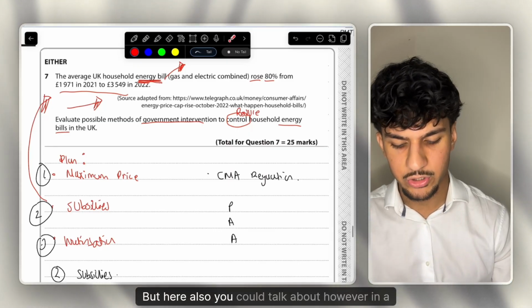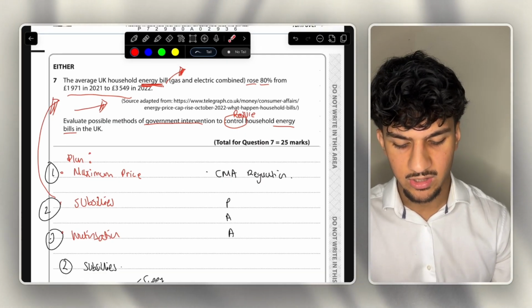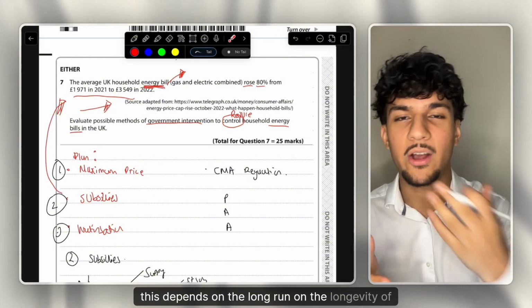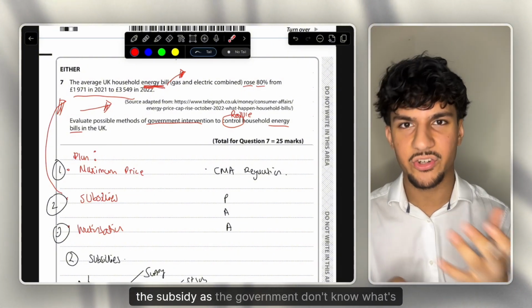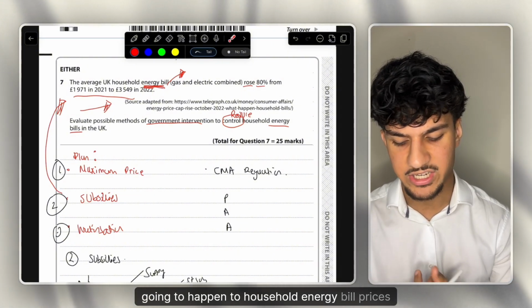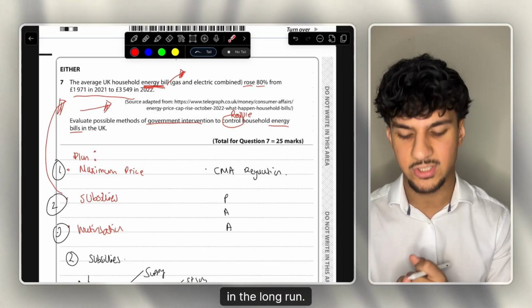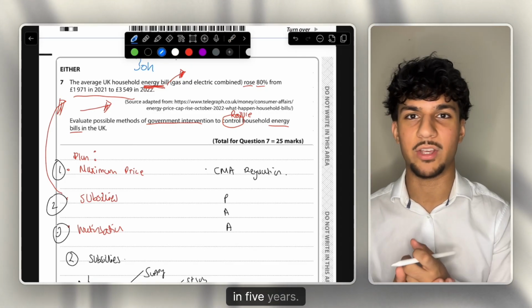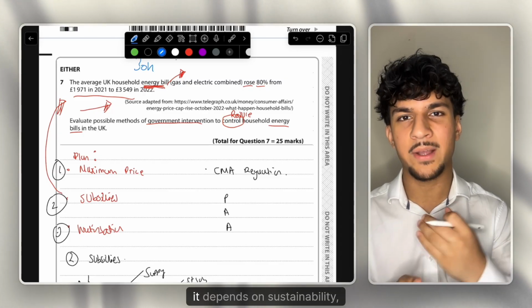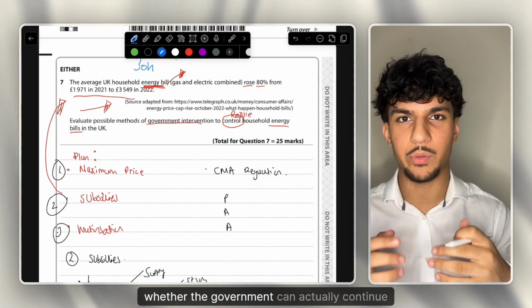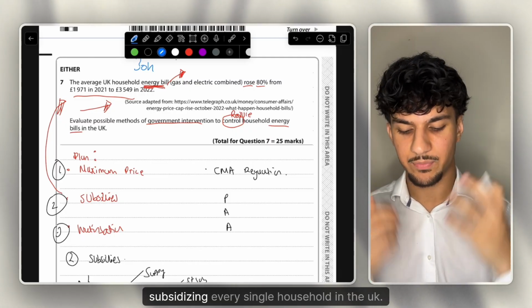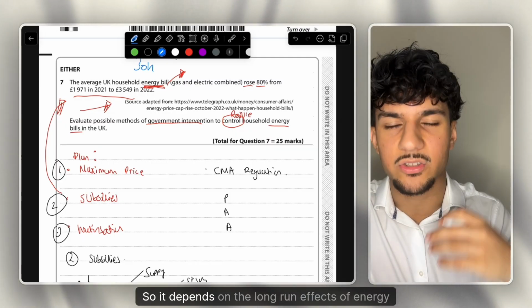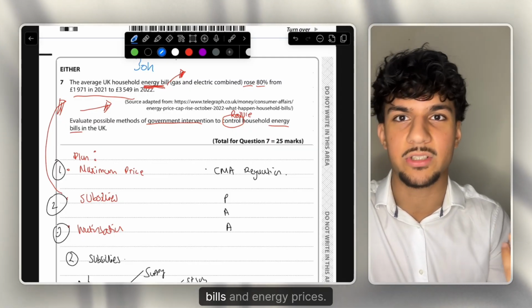But here also, you could talk about, however, in evaluation, this depends on the long run, on the longevity of the subsidy, as the government don't know what's going to happen to household energy bill prices in the long run. So they might continue rising. They may become 30,000 in 5 years. No one knows what's going to happen. Therefore, it depends on the sustainability, whether the government can actually continue subsidising every single household in the UK. So it depends on the long run effects of energy bills and energy prices.